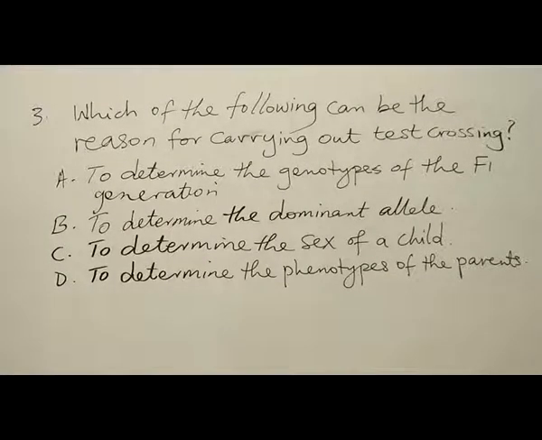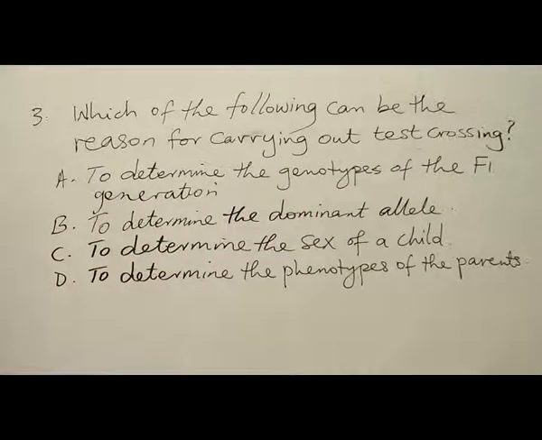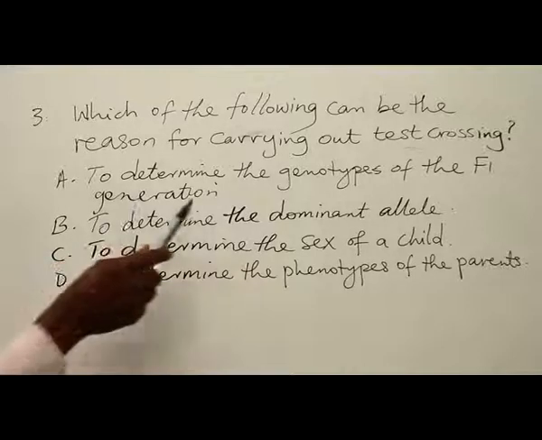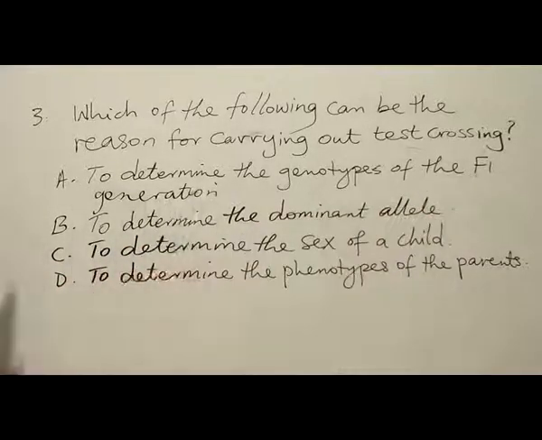Number 3. Which of the following can be the reason for carrying out test crossing? A, to determine the genotypes of the first filial generation. B, to determine the dominant allele. C, to determine the sex of a child. And D, to determine the genotypes of the parents. Now, to answer this question, you have to understand what is meant by test crossing.